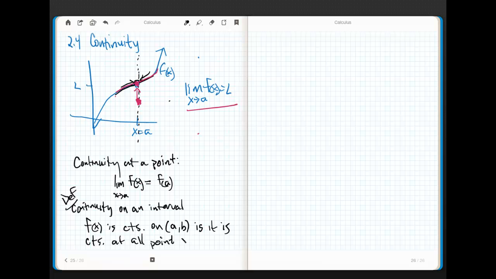Now I'm going to get fancy here with a little math speak: x in (a, b). In other words, you grab any element of the interval from a to b, and f of x has to be continuous at that point. So basically, you take the sum total of all of the points on the interval, and the function is going to be continuous at all of those points, which implies that it's continuous on that interval.